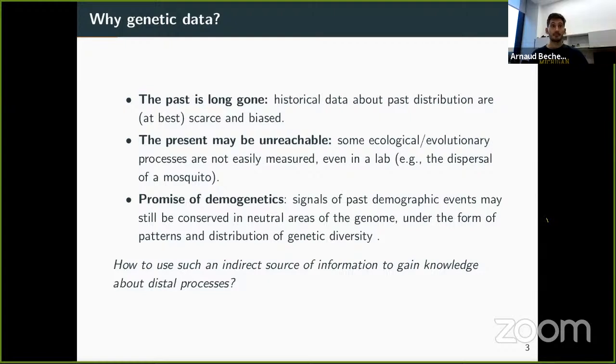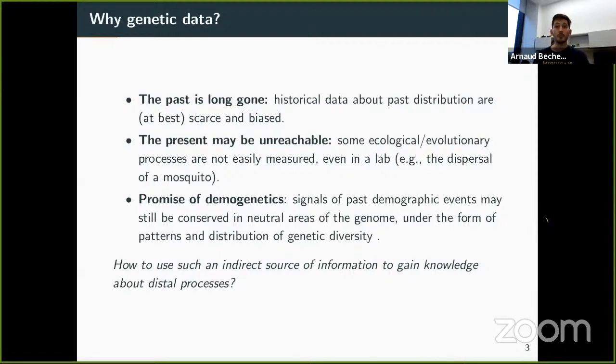But for parameters that relate ecological quantities to broad scale demographic processes, it's not that easy to do. And that's the promise of demogenetics. That is to use genetic data because you hope that at least some signals of past demographic events may still be conserved in neutral areas of the genome.